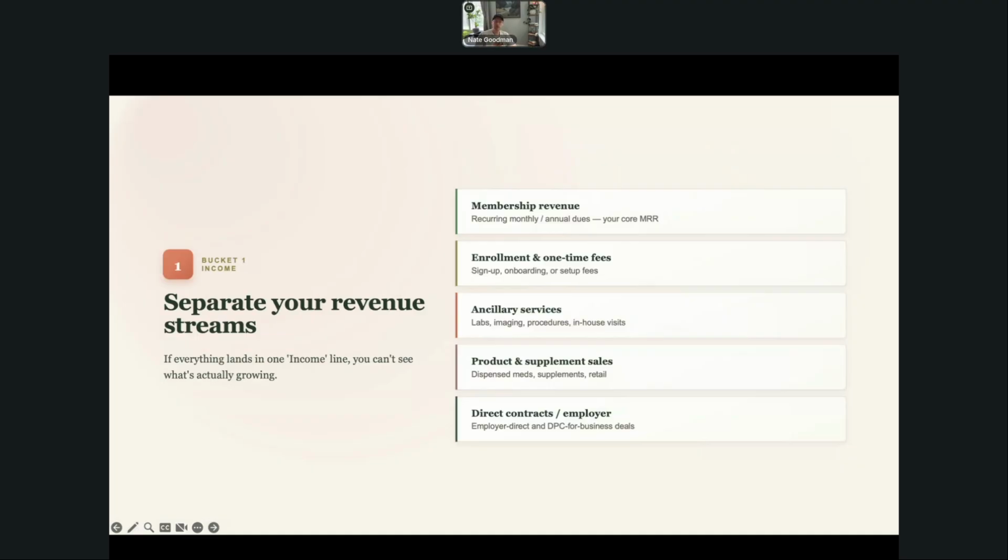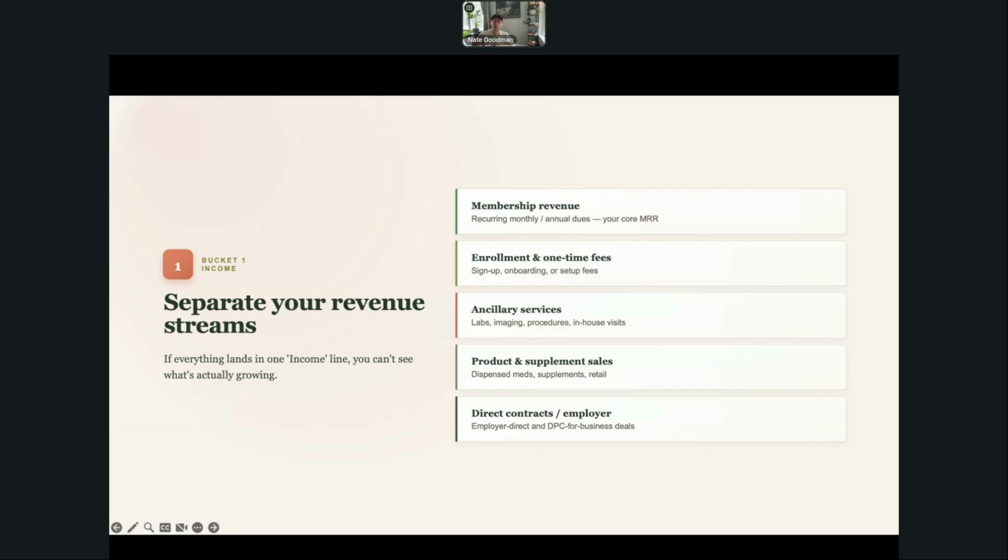So a big thing here, let's talk through bucket one. We want to separate your revenue streams enough, but not so much that you can't make decisions. One of the core numbers that we want everyone to measure is membership revenue. So you have recurring monthly or annual dues that your patients are paying to you. That is your core MRR. It's one of the most important metrics that you measure as a business owner because that is the lifeblood.